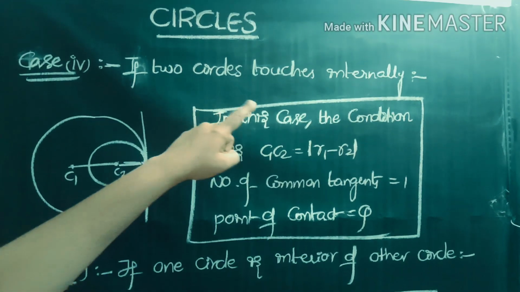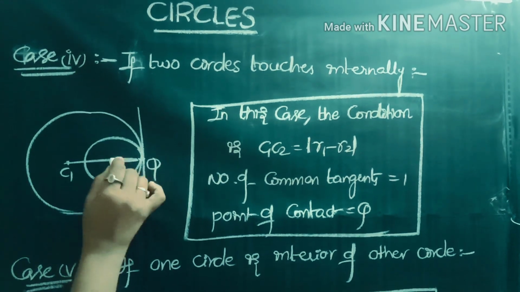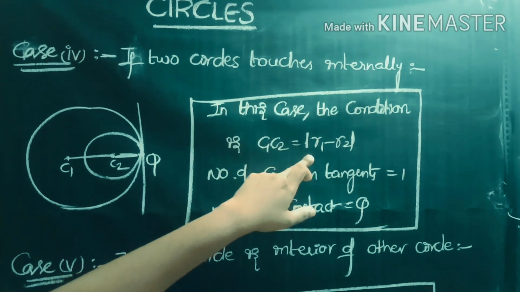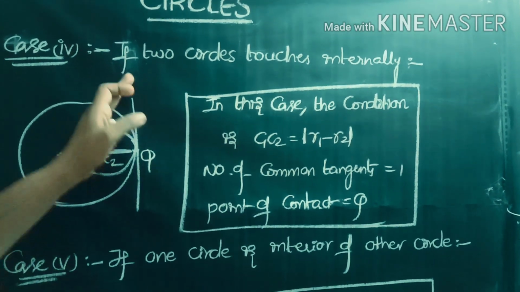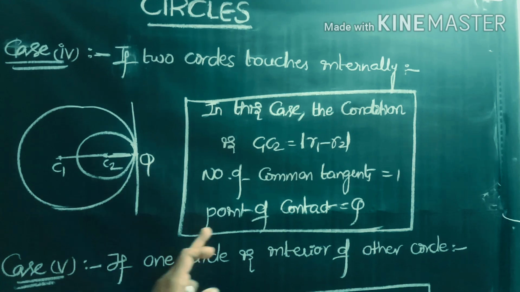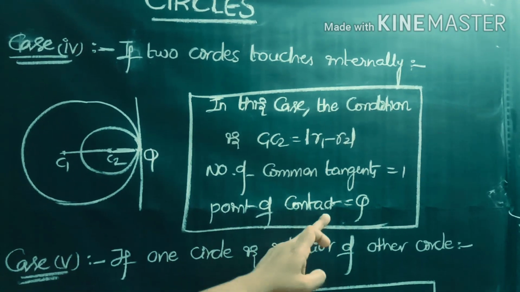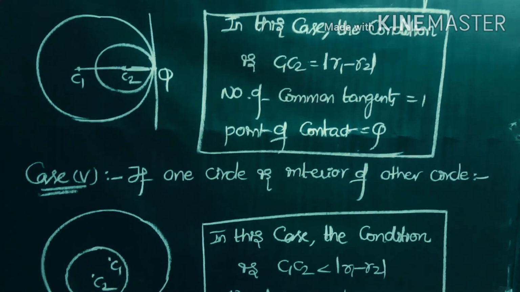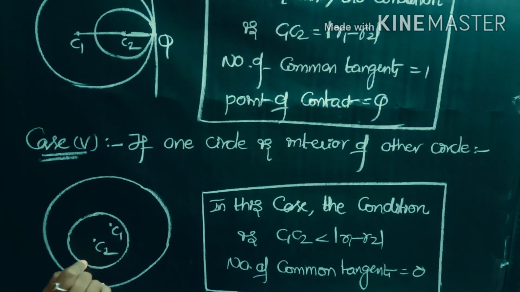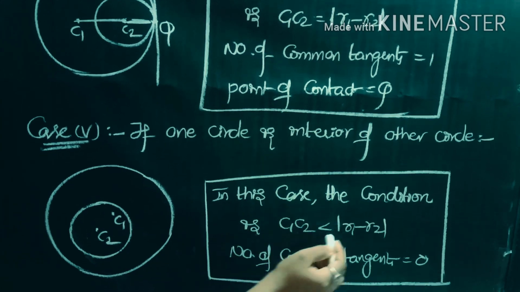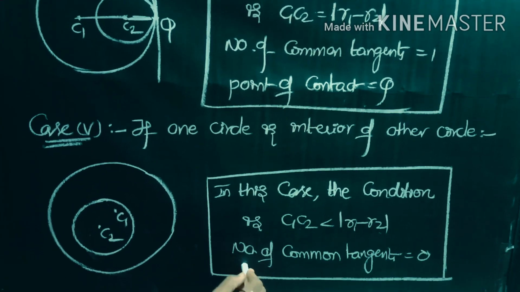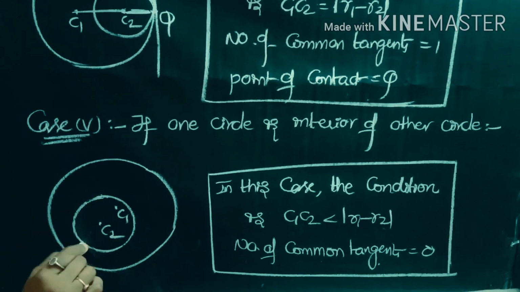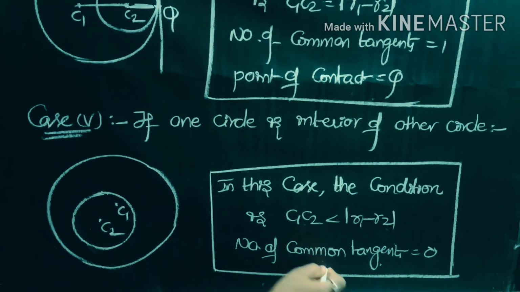Next case, if the two circles touch internally, which means like that. In this case the condition is C1C2 is equal to modulus R1 minus R2, and the number of common tangents is equal to 1 only, and here the point of contact is equal to Q. Q is the external center of similitude. And the last case, if one circle lies inside the other circle, the condition is C1C2 is less than modulus R1 minus R2, and the number of common tangents is equal to 0. That is, the common tangent to both of the circles doesn't exist in this case, so the number of common tangents is equal to 0.